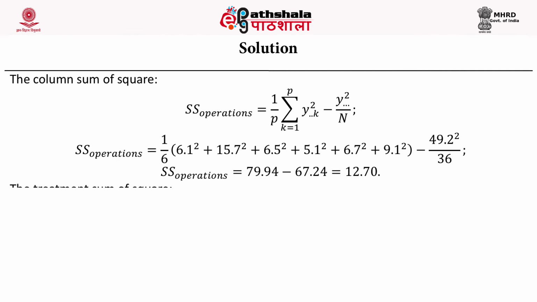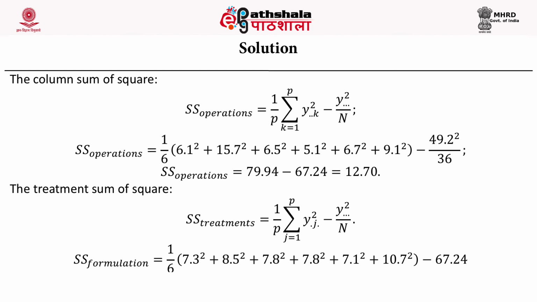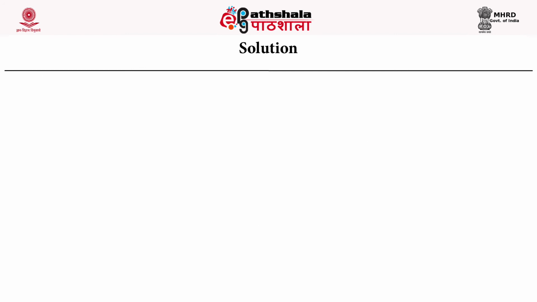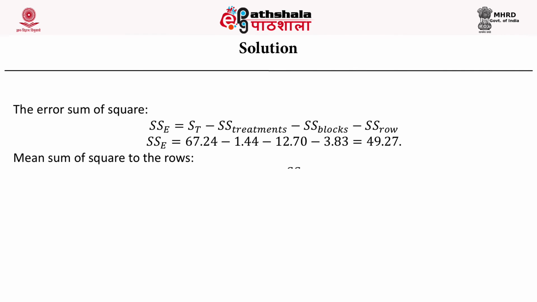12.70. And the treatment sum of squares is equal to 1 upon p summation y dot j dot square minus y triple dot square upon n. So the sum of squares of formulation, by putting the values in the formula, we get the result as 1.44. The solution is given here in table number 9. The error sum of squares is derived by subtracting the sum of squares of treatment, the sum of squares of blocks and the sum of squares of rows from the sum of squares of total.